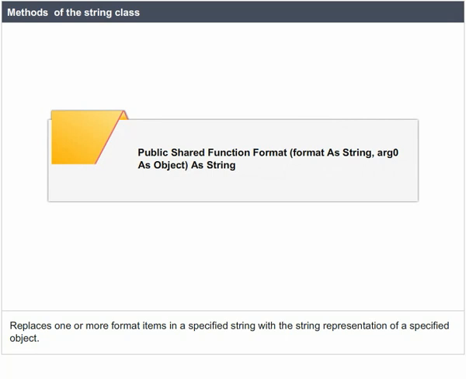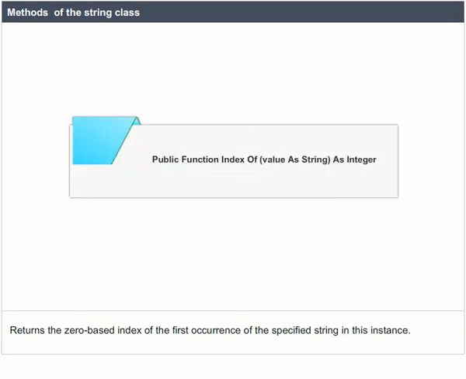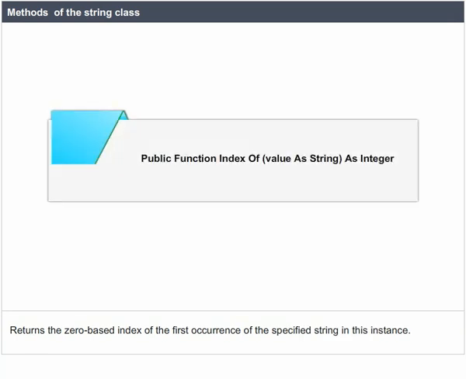Public function IndexOf(value as Char) as Integer returns the zero-based index of the first occurrence of the specified Unicode character in the current string. Public function IndexOf(value as String) as Integer returns the zero-based index of the first occurrence of the specified string in this instance.